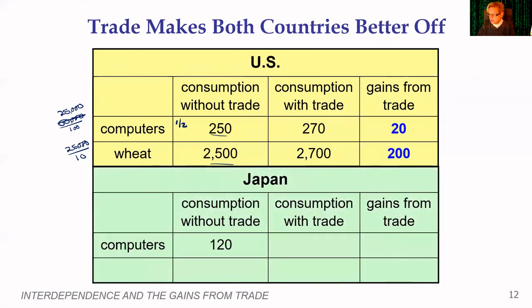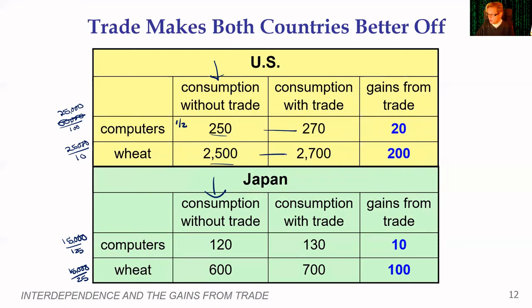And then in Japan, we did the same thing. We said 15,000 labor hours, half of their labor force, and they're just going to produce computers at 125, 15,000, and 25. And that's where the numbers in that first, the consumption without trade came from. I just want you to know that because sometimes in APLIA they ask you that. Our consumption with trade. Notice these numbers are larger. That will always happen in your problems. If you're ending up with lower numbers, you're doing something wrong.